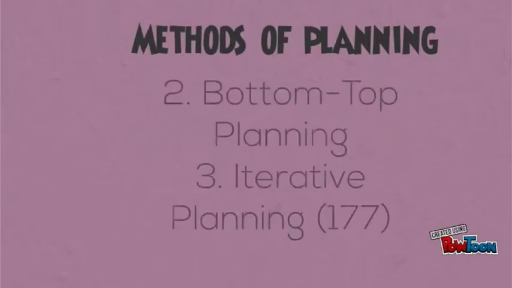Bottom-up planning starts at the bottom and works its way up. One disadvantage to this is that there is no guarantee that all employees will have the same goals and ideas as the goals and ideas of the headquarters. Iterative planning combines the 2 methods. Now let's move on to Chapter 11.